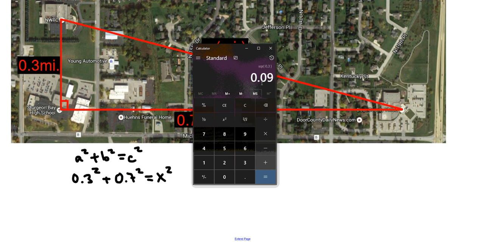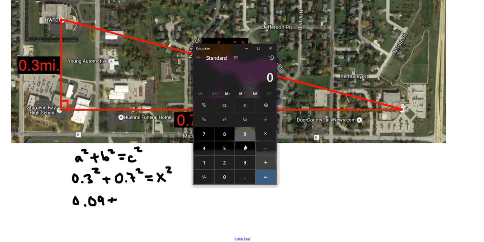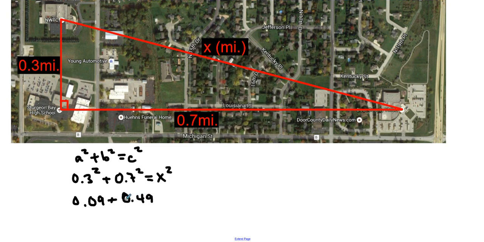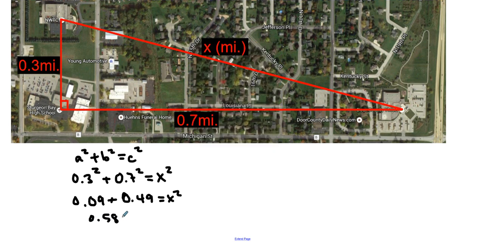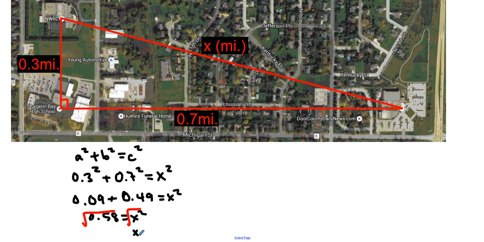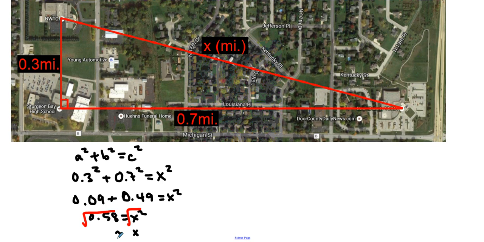So 0.3 squared is 0.09. 0.7 squared is 0.49. It still equals x squared. If we take 0.49 and we add 0.09, we get 0.58. And then if we square root both sides to undo that square, we get x by itself. Take the square root of 0.58, and we get about 0.76. So I'm going to use my approximately equal to 0.76.